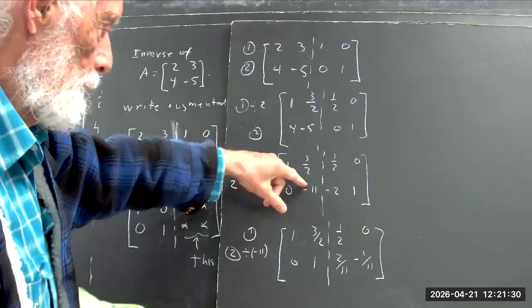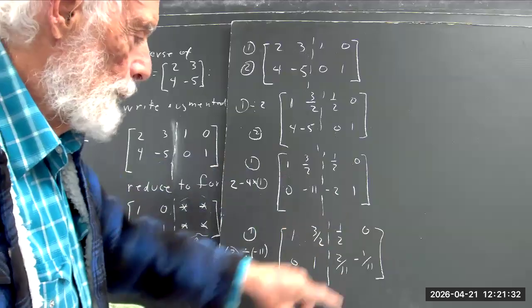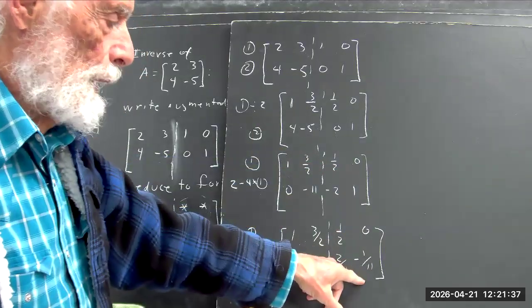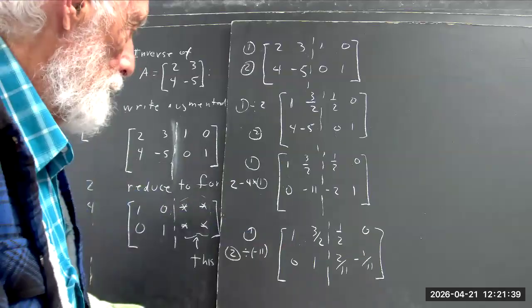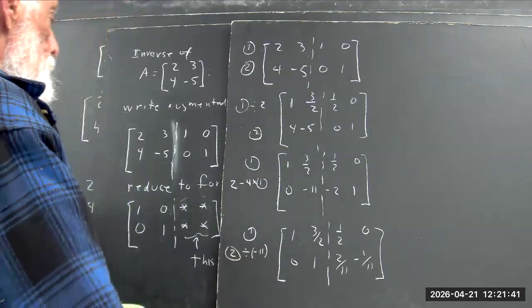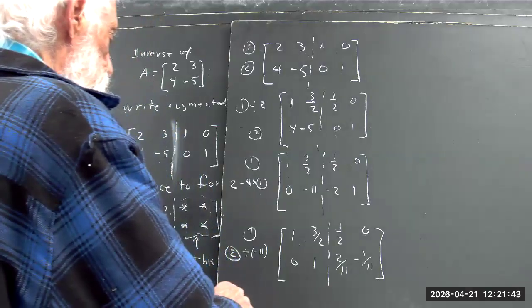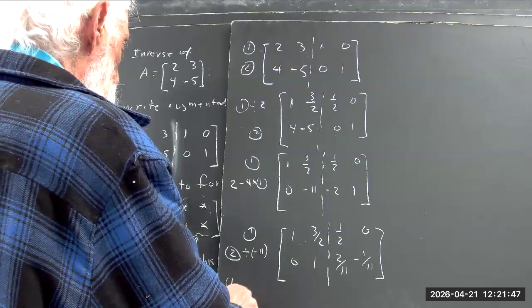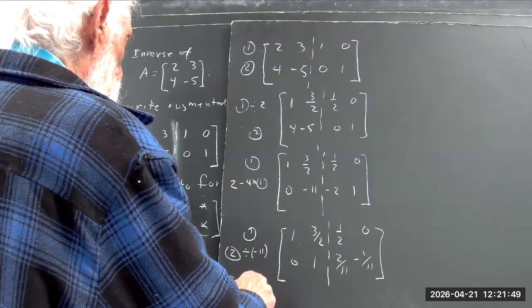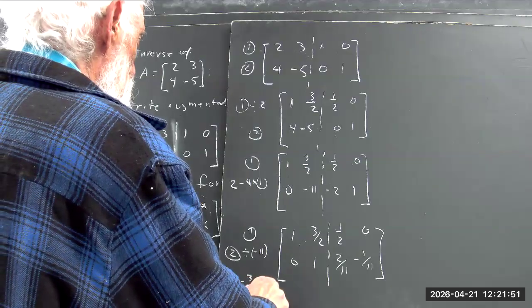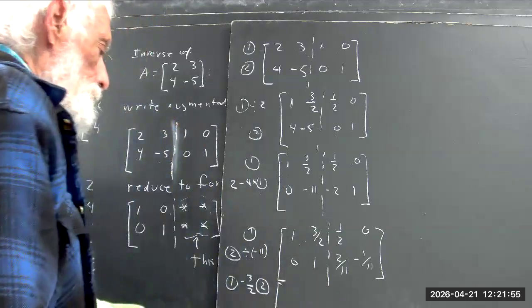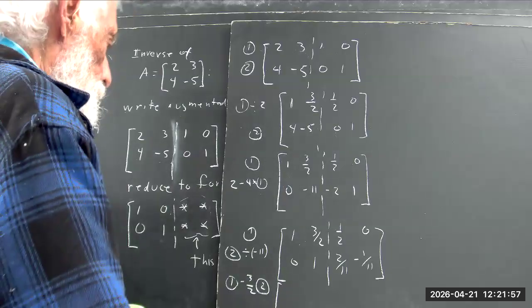Okay. Well, -11 divided by -11 is 1. -2 divided by -11 is 2 11ths. And 1 divided by -11 is -1 11th. And then finally, I do my first row minus 3 halves of the second row. Should have written that a little bit smaller, but it'll work.